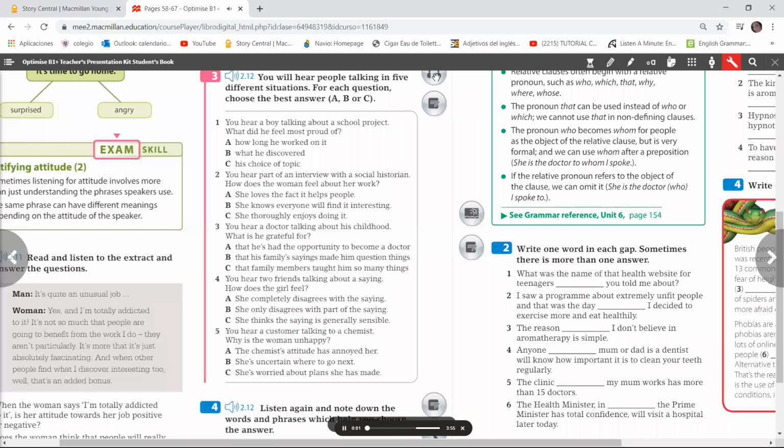Unit 6. Pay attention. Listening. Page 62. Exercises 3 and 4. 1. You hear a boy talking about a school project. What did he feel most proud of? So, we each had to choose an old wives' tale or saying that was in some way connected to health or the human body, and we had to research it online to see if we could find out whether or not there was any truth in it.